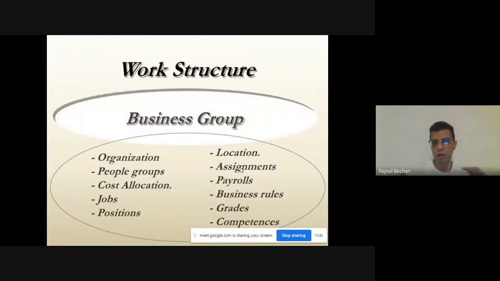As a work structure, you need to look at the business group, which is organization, people, cost allocation, looking at the job, positioning, location, where it is located, different payrolls with location, assignments. For the payrolls itself, you need to look at the business rule and the grading. When there is grade A and grade B for the employees, grade A will probably be traveling on business class, and the others will be traveling on economy class. So grading is important, and the competencies.